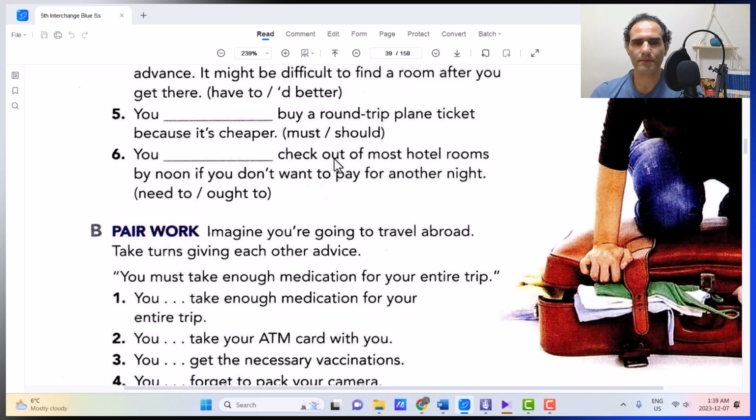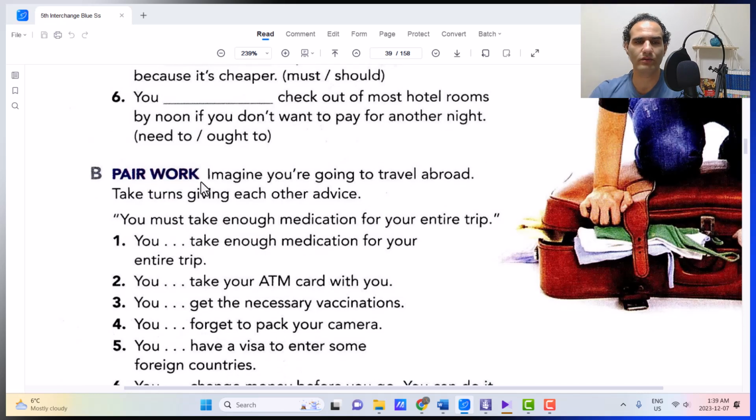And this one is a bit tricky. You think that it is, you ought to, but no. Because it says, if you don't want to pay, you have to, you must, you need to. You need to check out of most hotel rooms if you don't want to pay. So if we did not have this part, ought to would be good. But it says, if you don't want to be charged for another night, you must leave the room before noon or by noon. By means before. Okay, you got it?